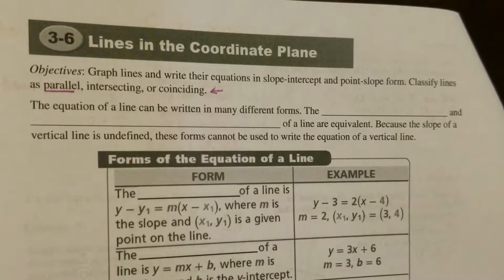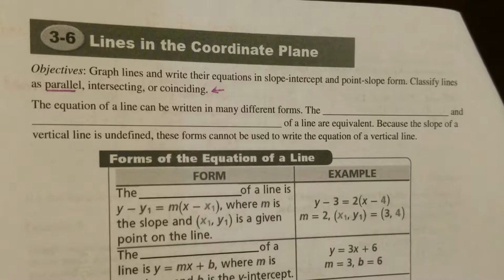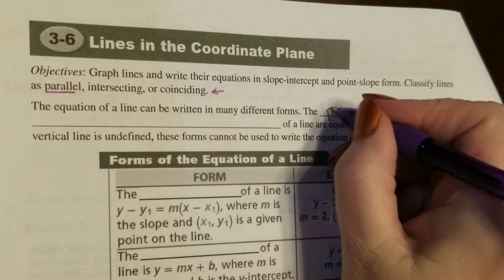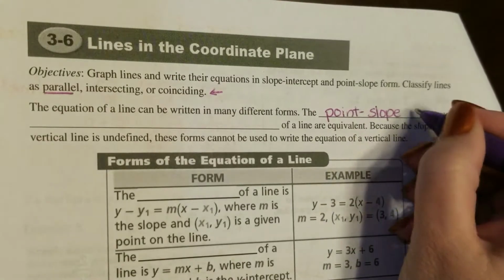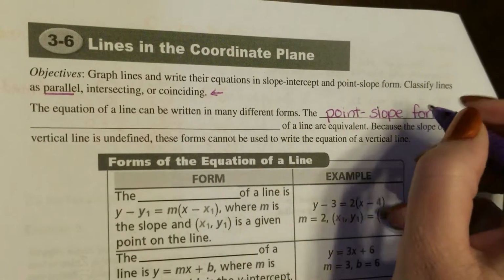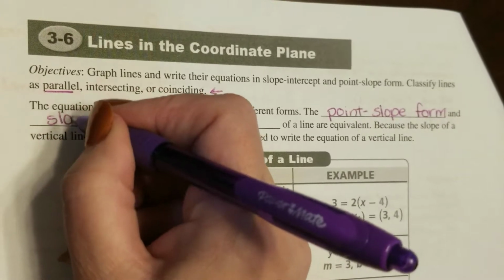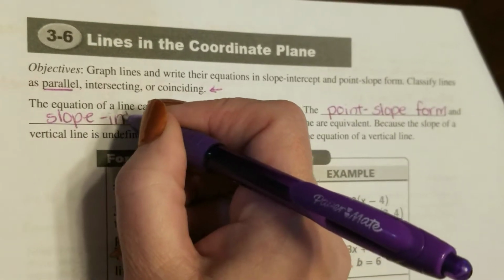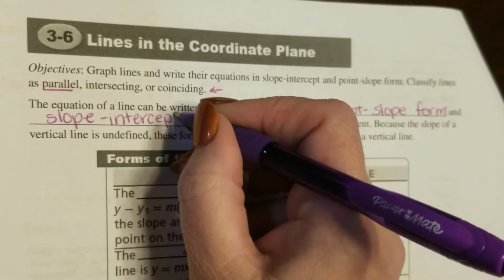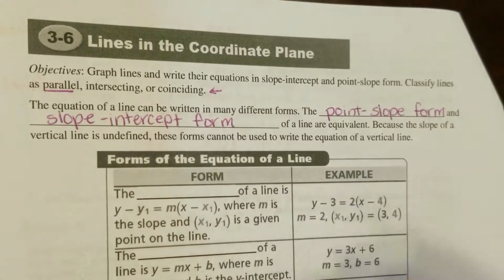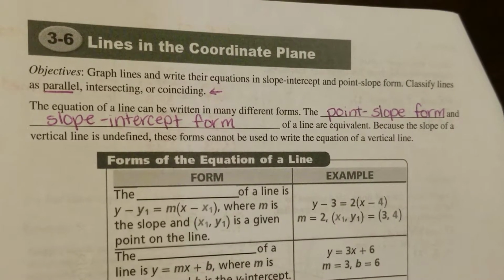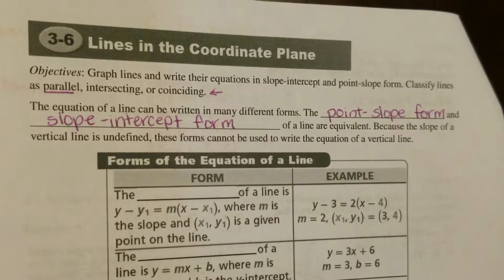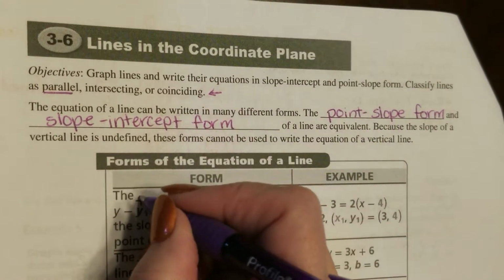So let's take a look at the two forms of lines that we're going to look at today: the point-slope form and the slope-intercept form. Hopefully this will be ringing some bells, or it'll come to mind like, hey, I did this last year in algebra, because you did. So let's first take a look at our point-slope form.